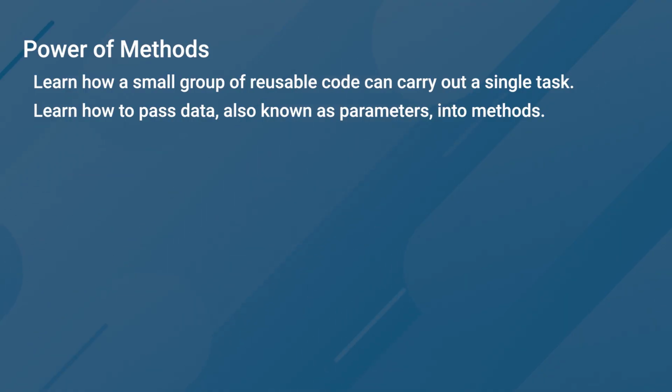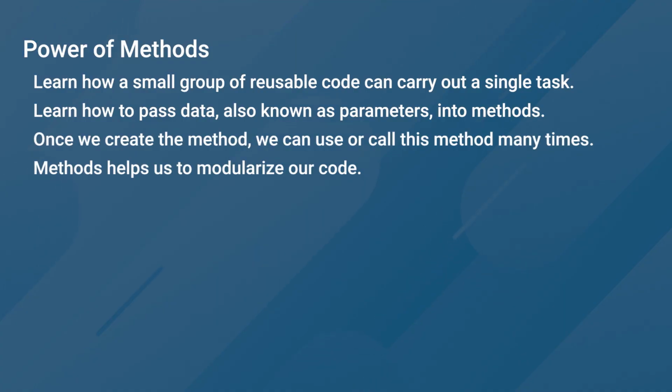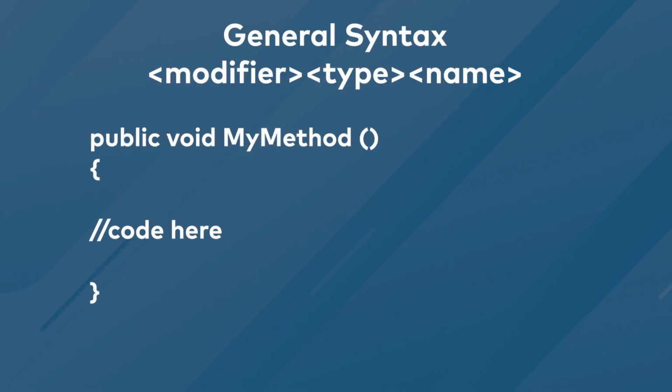Once we create the method, we can use or call this method many times instead of rewriting the code, making us more efficient programmers. Methods help us modularize our code. Think of function calls within Simple Plus. This is very similar. Notice the general syntax for a method: modifier, type, name. Let us demonstrate this concept with a console app .NET Framework project.